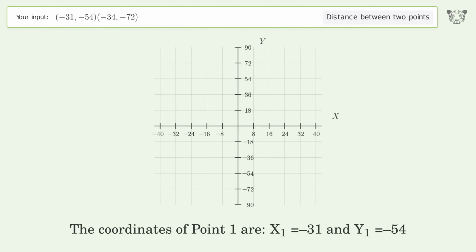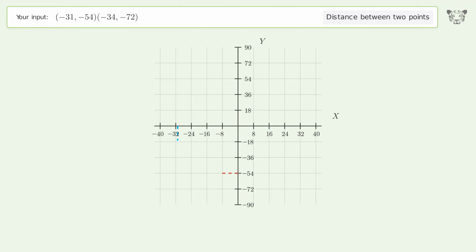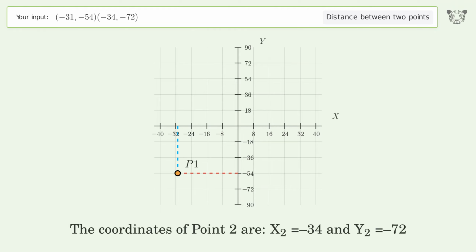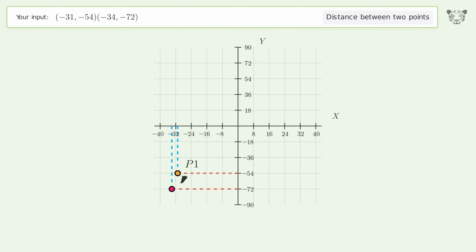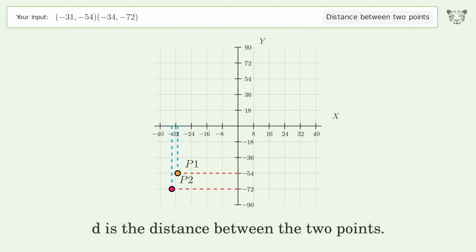The coordinates of point 1 are, x1 equals -31 and y1 equals -54. The coordinates of point 2 are, x2 equals -34 and y2 equals -72. D is the distance between the 2 points.